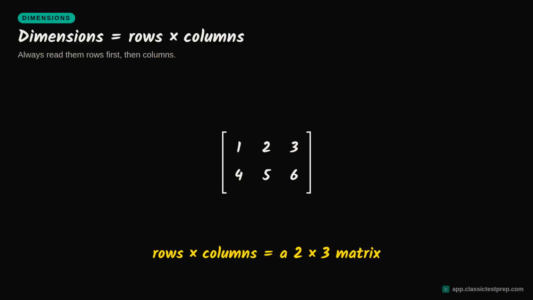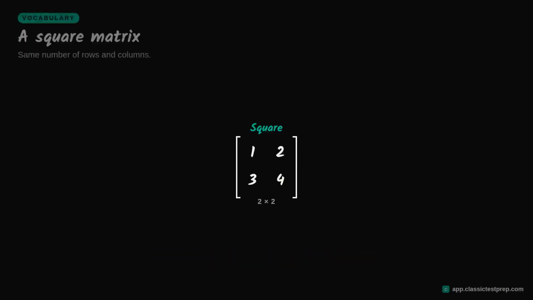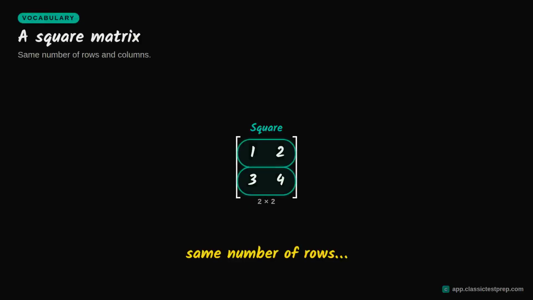Quick but important matrix vocabulary lesson is that a square matrix just means that there is a matrix with the same amount of rows and columns. So a 2 by 2 matrix is a square matrix.